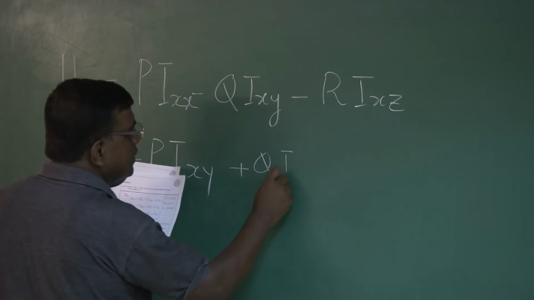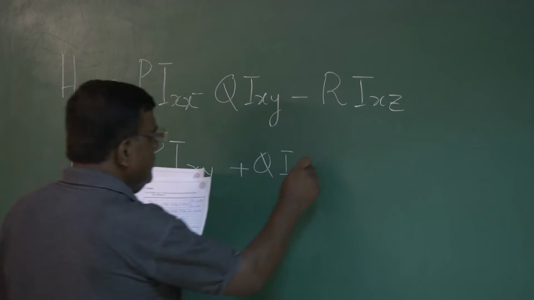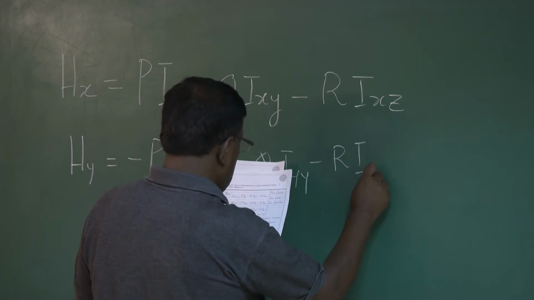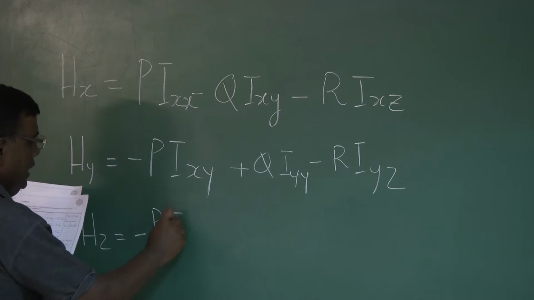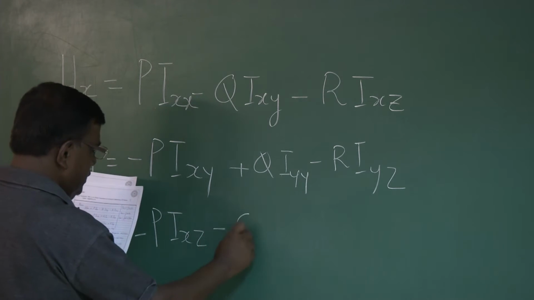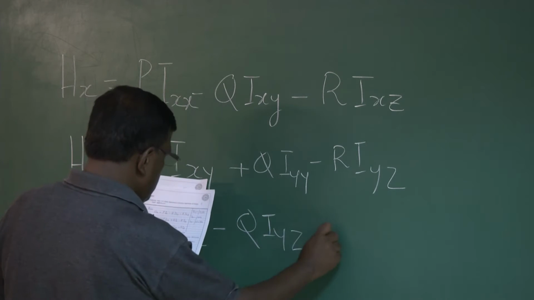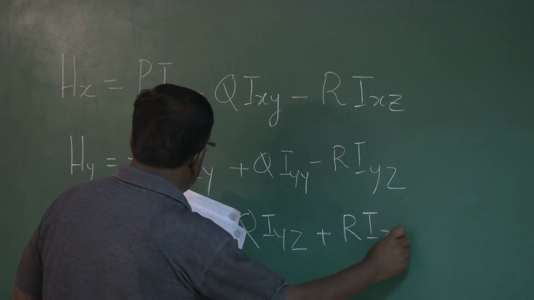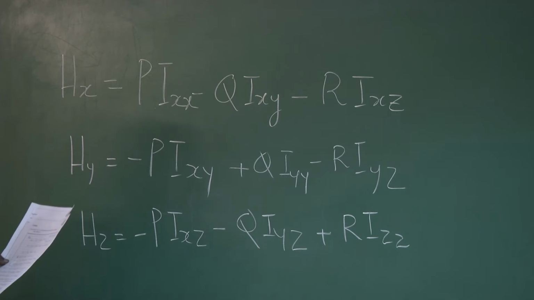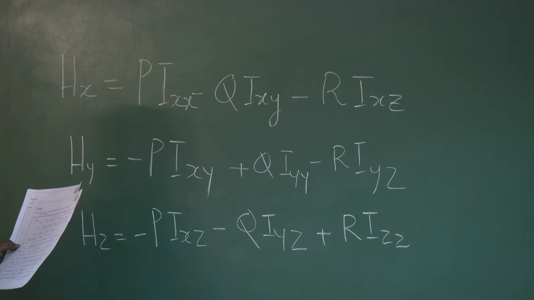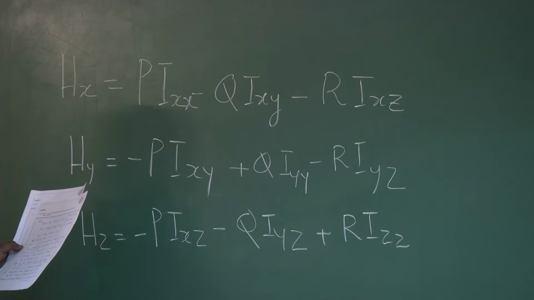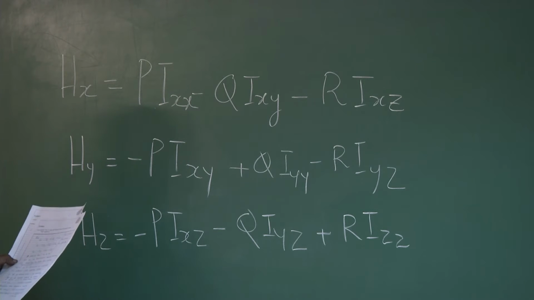I say Ixx to be more consistent. Iyz. Hz is minus P Ixz minus Q Iyz plus R Izz. Okay, let me see. Hx is P Ixx minus Q Ixy minus R Ixz. Hy is minus P Ixy plus Q Iyy minus R Iyz. And Hz is minus P Ixz minus Q Iyz plus R Izz.